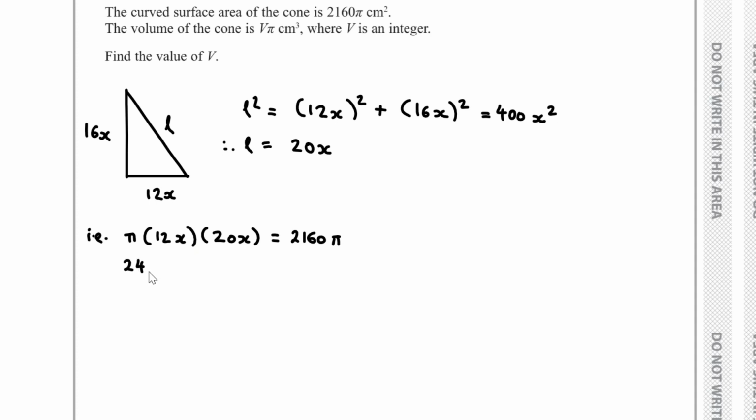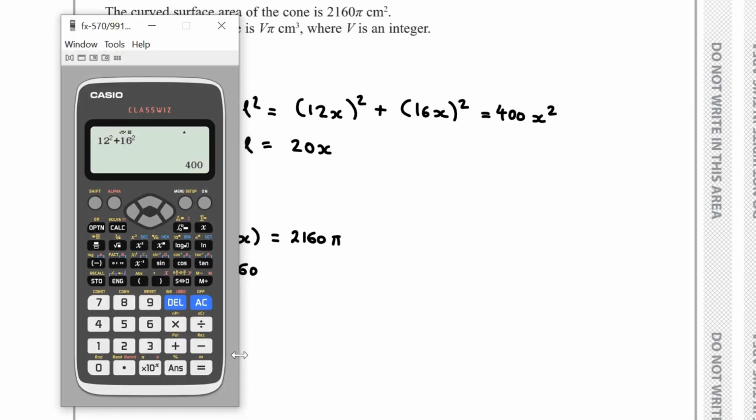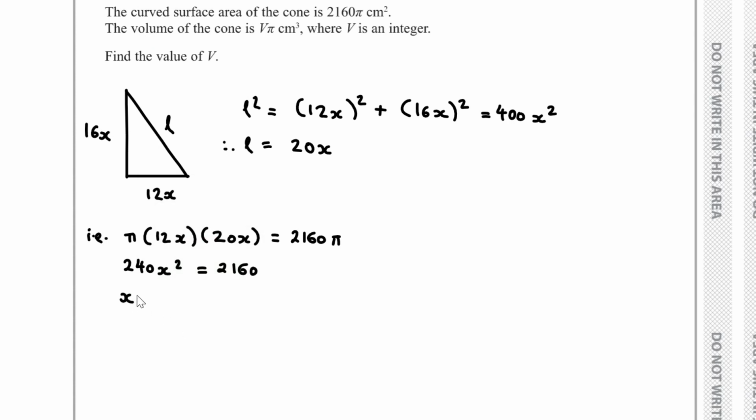So we've got 240 x squared equals 2160. And if we divide through by 240, 2160 divided by 240, that's 9. So x squared equals 9, and therefore x is equal to, rather, x is equal to 3.